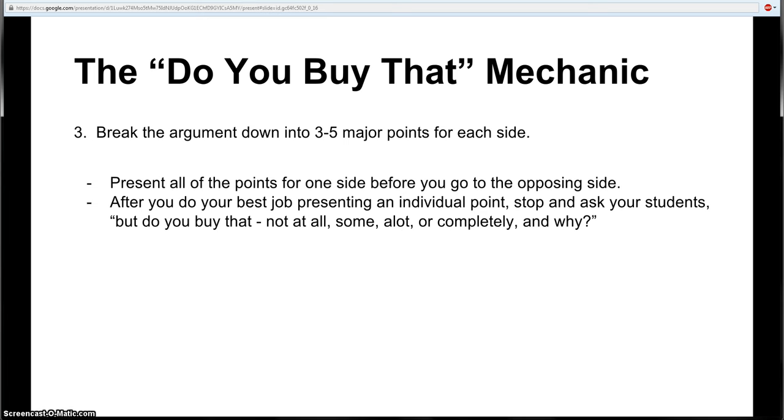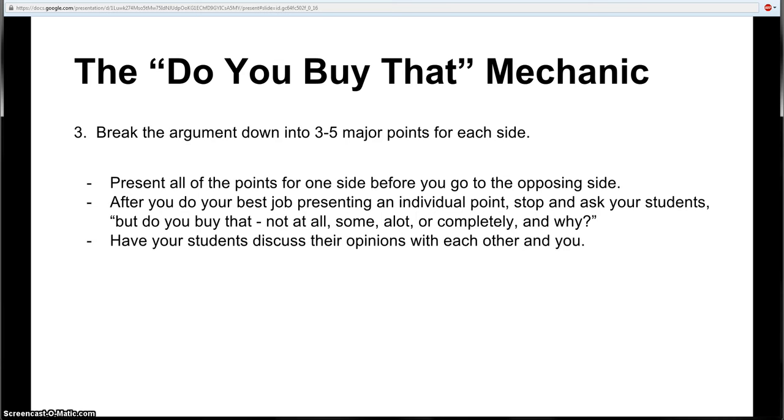If you want, you can use a continuum. You can say a 0 through 10. 0 means I don't buy that at all. That argument is ridiculous. And a 10 can be, this is the greatest argument ever. I completely buy that. Have your students discuss their opinions with each other and you.